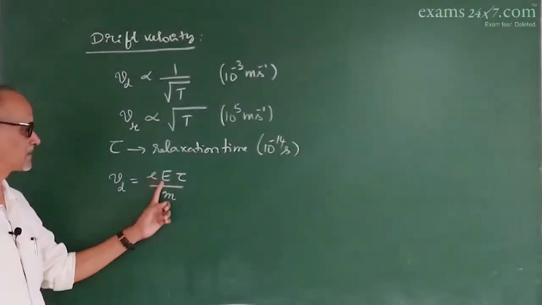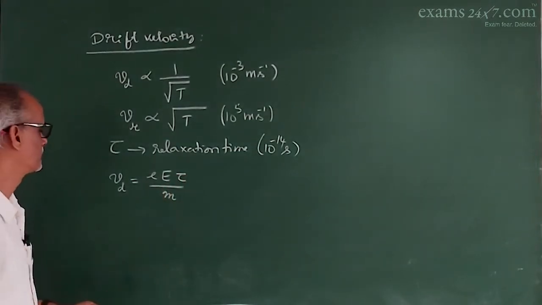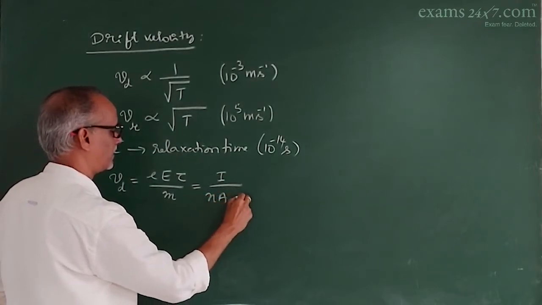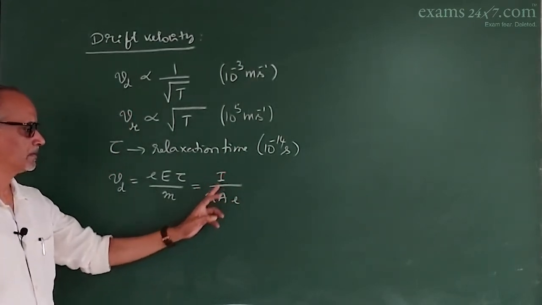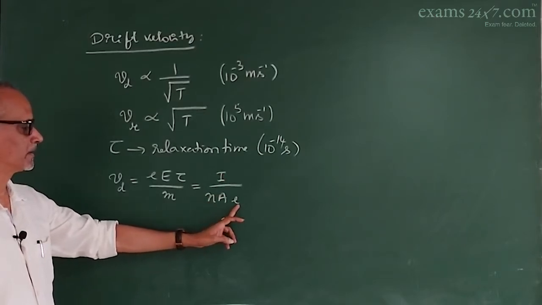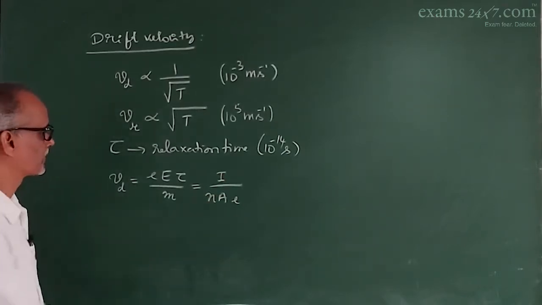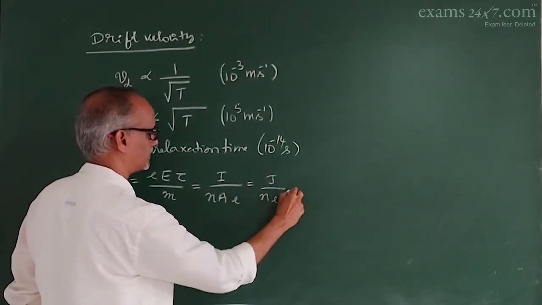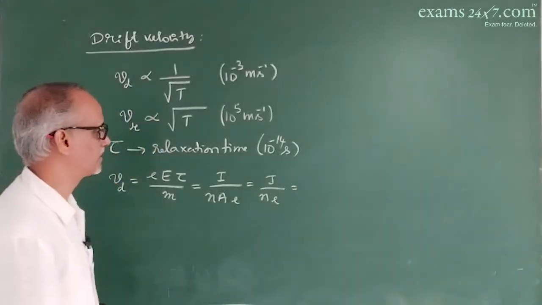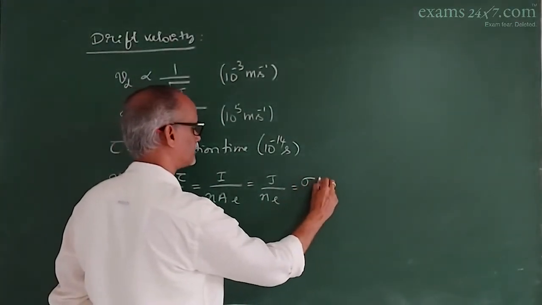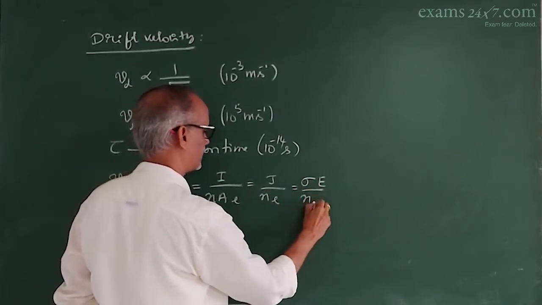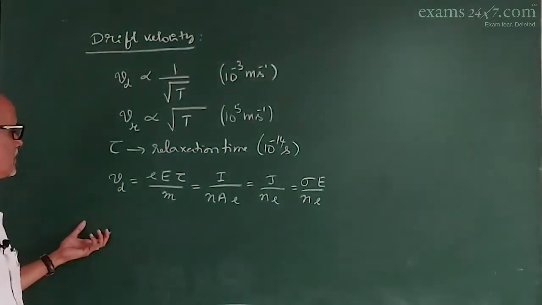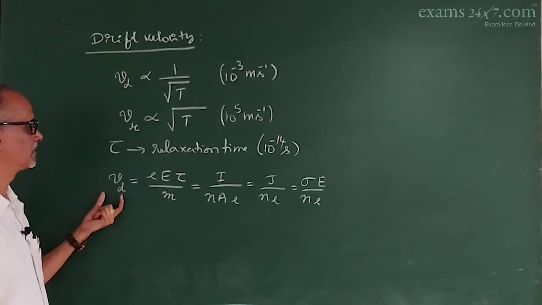Here e is the magnitude of the charge of the electron, E is the electric field, τ is the relaxation time, and m is the mass of the electron. It is also equal to I by nAe, where I is the current, n is the free electron density, A is the area of cross section, and e is the charge of the electron. And I by A is nothing but J. So, it's J by ne. J can also be replaced as σE, so σE by ne. This is how we can write the various formats of the equation for the drift velocity.